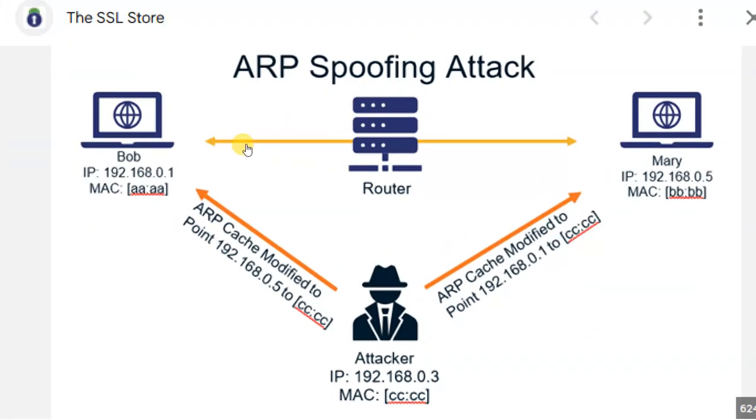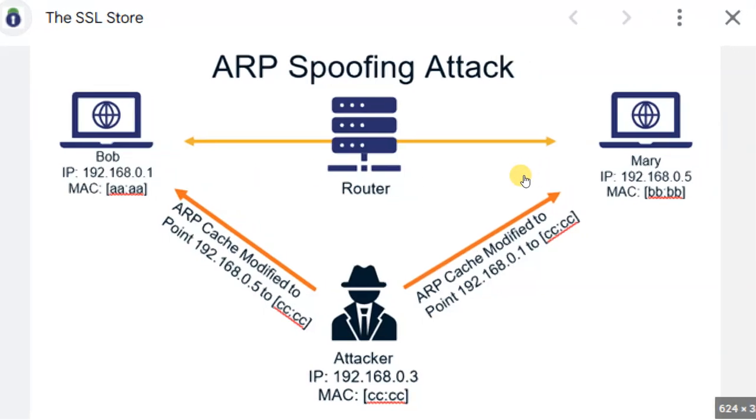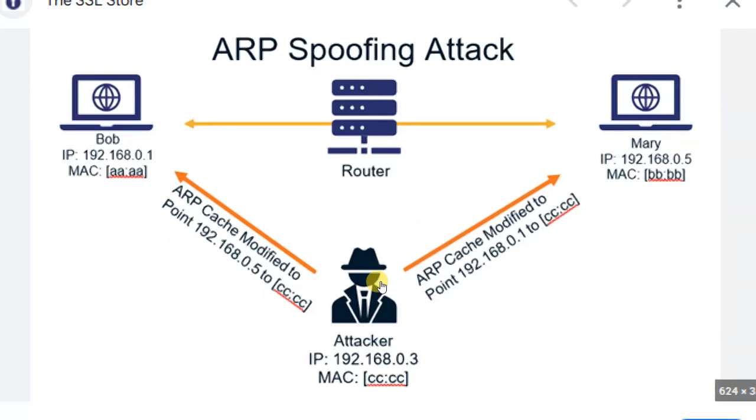Here there is one computer, Bob's computer. I have another computer, Mary's computer. They are both communicating with the help of the router. Here, this is the MAC address of Mary. See this: the MAC address of this machine is AAA, this machine is BBB, and the attacker machine is CCC. To do the ARP poisoning, this one has IP address ending .3, this one .1, and this one .5.